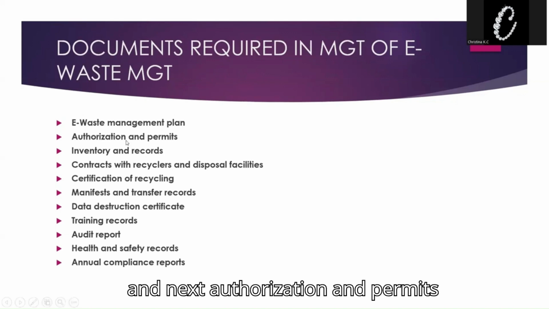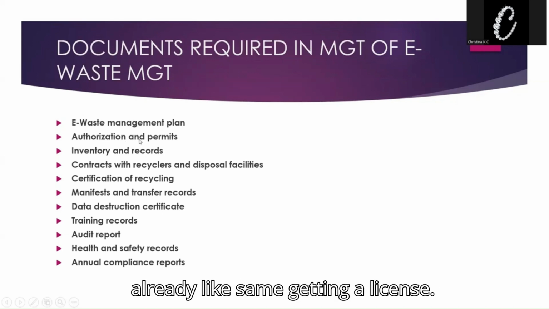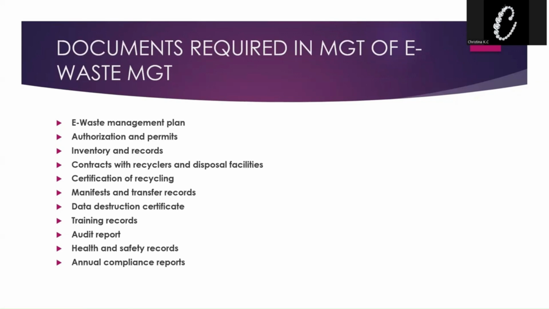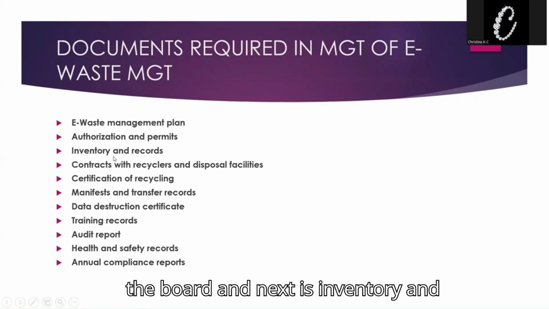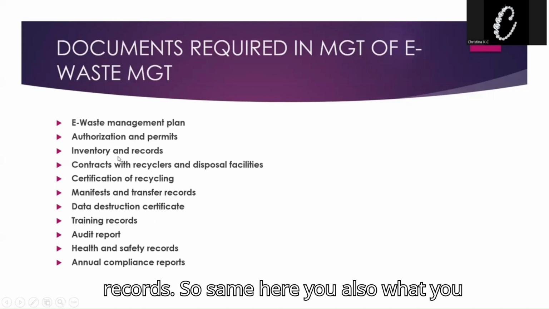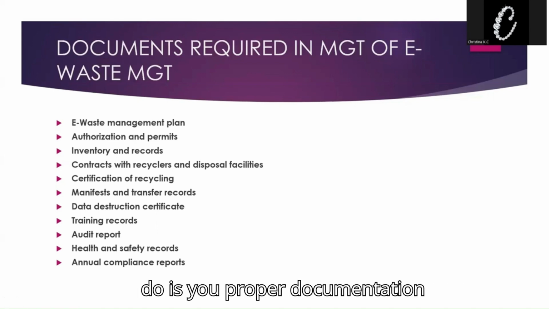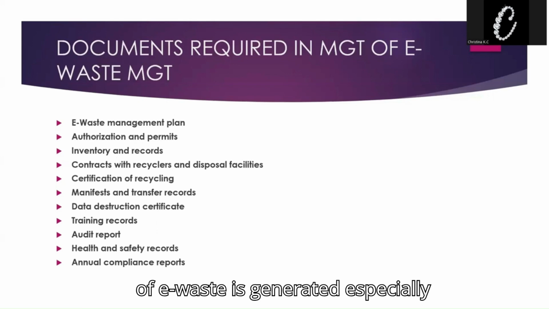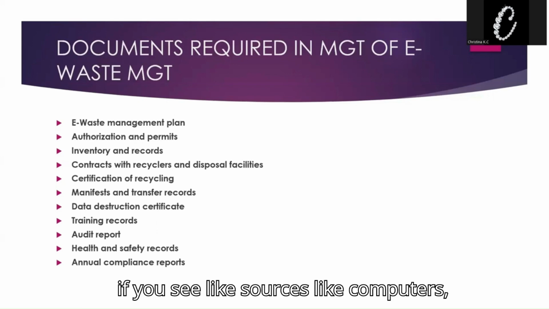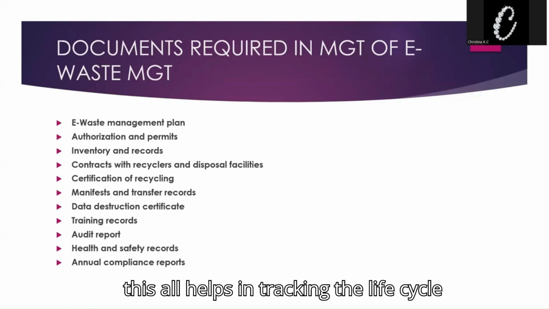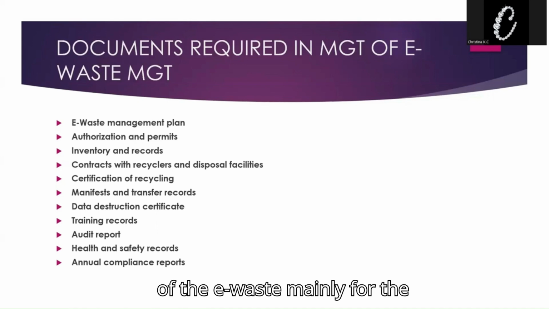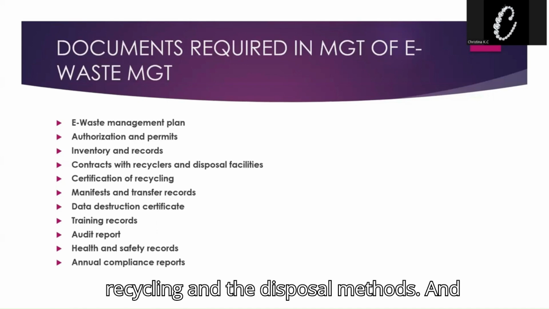And next, authorization and permits, the same as before: getting a license and authorization from the board. And next is inventory and records. Same here, you keep proper documentation of the e-waste generated, especially from sources like computers, mobile phones, printers, etc. Because all this helps in tracking the life cycle of the e-waste, mainly for the recycling and disposal methods.